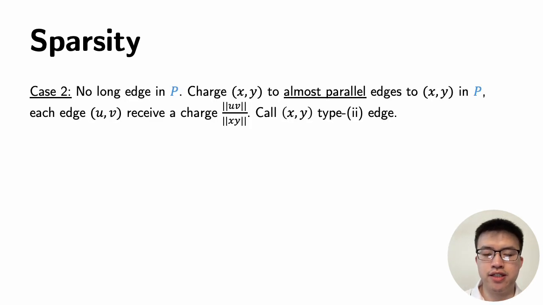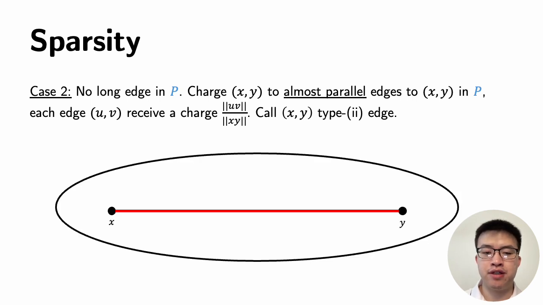The second case is there's no long edge in the optimal path from x to y. In this case, we charge xy to the almost parallel edges to xy in P. Each edge uv will receive a charge proportional to its length. We call this xy a type 2 edge.